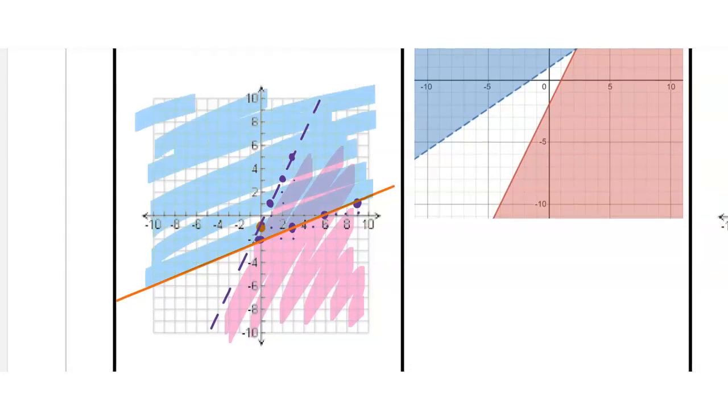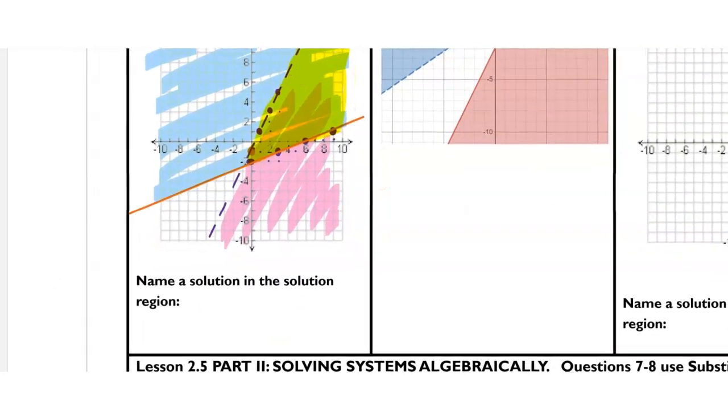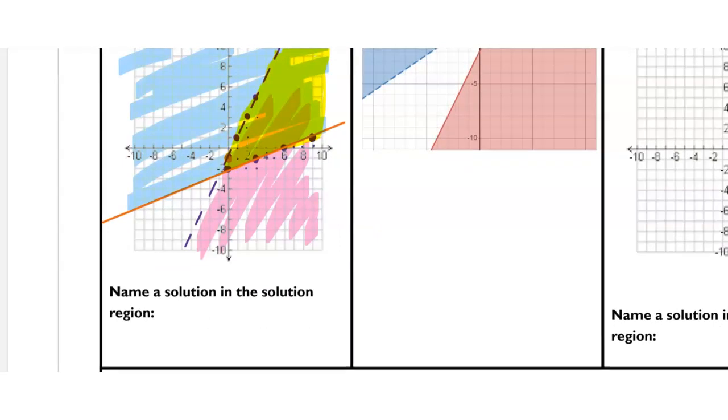We look for the region where it is double shaded, and it looks like it's this region here. So all my solutions will be part of this region. Remember, if any time it falls on a dashed line, that means it is not a solution. So I'm going to say this point right here is part of my solution set.